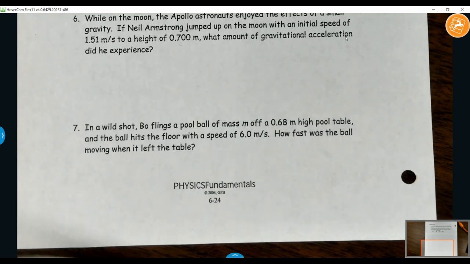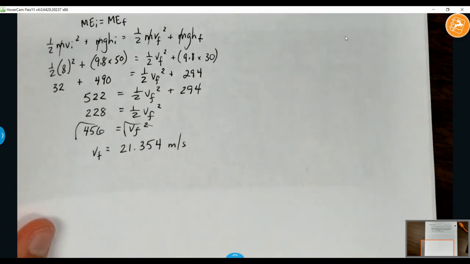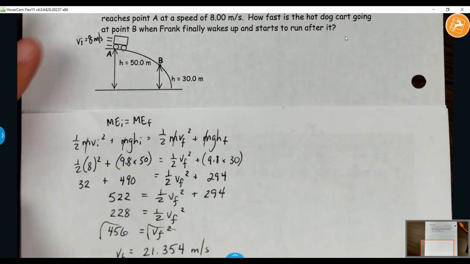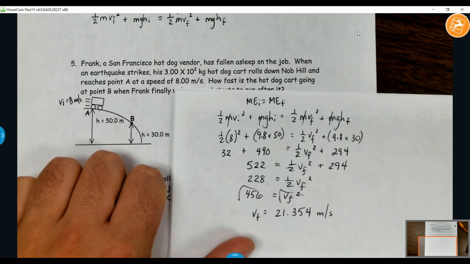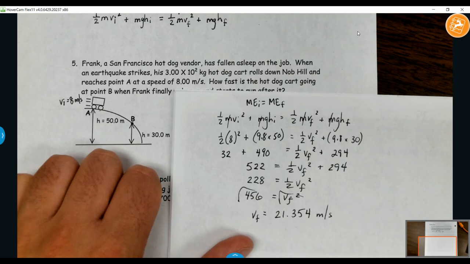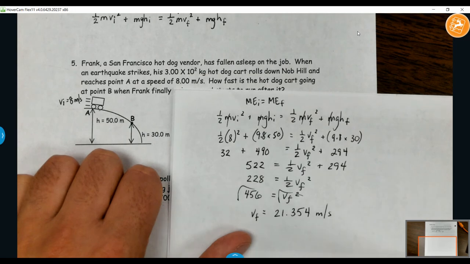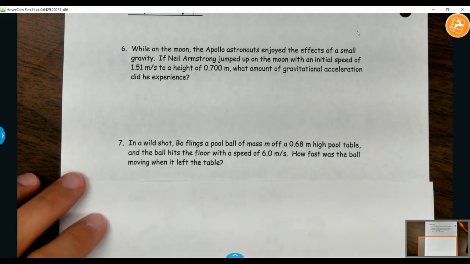Okay, so number 7 is similar to your first couple, except your initial velocity is what we're looking for. So instead of solving for VF like we had done in number 5 and like we did in number 4, on these problems, you're going to wind up solving for the initial velocity. So you rework the equation that way. The final height would be zero, because the ball would wind up hitting the ground. So if you had to make a diagram for seven to help yourselves.